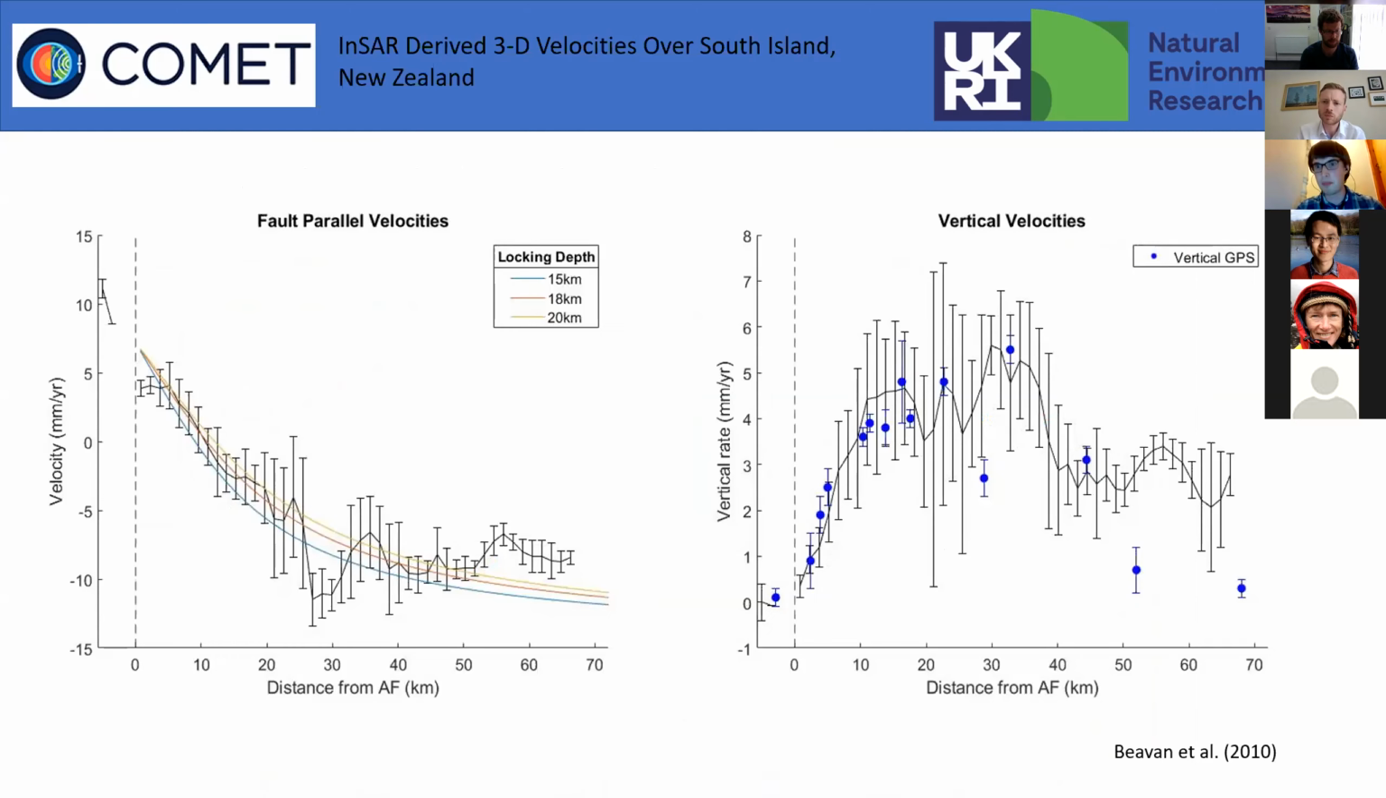So to compare a profile along there with the GPS, the blue dots are the GPS vertical velocities, black is what we've got from the InSAR. We can see from the first 30 kilometers or so that we get quite a good fit, with the obvious corollary of these being fairly significant error bars. And if I was to also compare that to our fault parallel velocities, using a simple screw dislocation model, we can see again for the first 20, 30 kilometers, it works quite well with a 15 to 20 kilometer locking depth.